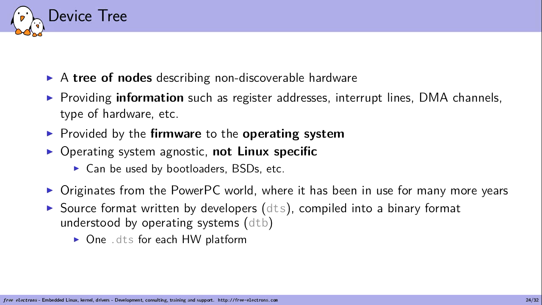The idea is that your firmware, which can be a BIOS, the bootloader, or anything below the operating system, contains the hardware description and provides it to the operating system, which can then read it at boot time, and this way know what's in the system. Its source format is called DTS, which gets compiled into a binary format called DTB to be more efficient to read from the operating system point of view.